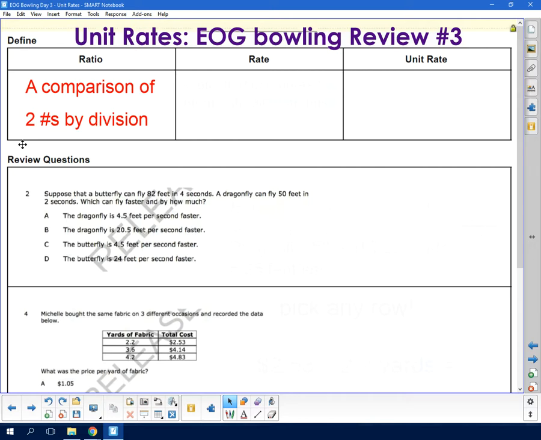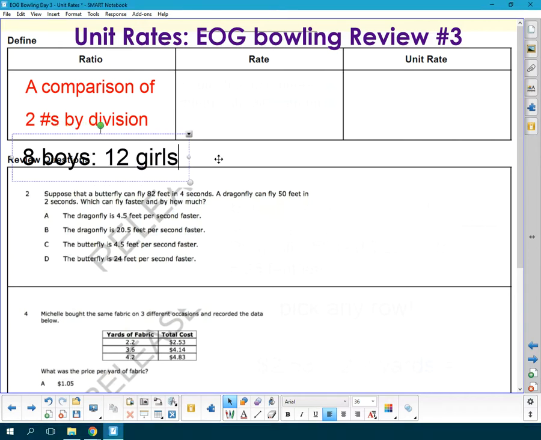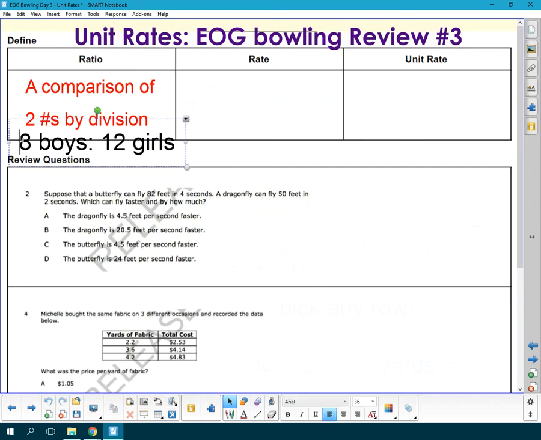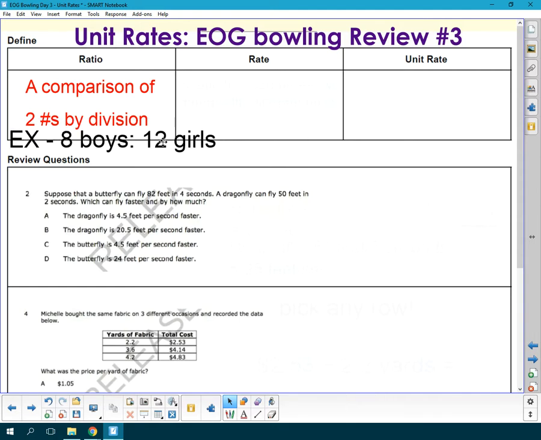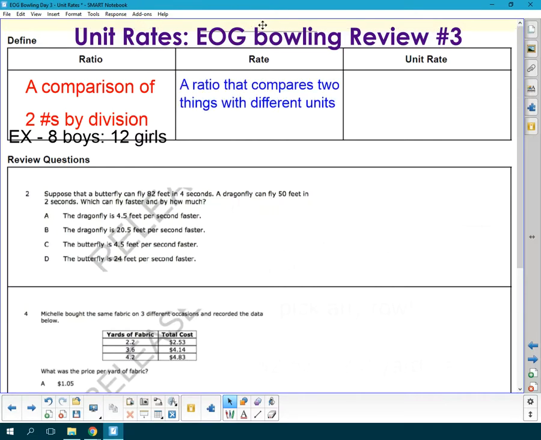So if I had 8 boys and 12 girls in one class, that would be maybe one example of a ratio. Of course, that can be simplified, and we'll talk about that in a second. We also talked about rates. A rate is a ratio that compares two things with different units, two different quantities with different units, like miles per hour or meters per second.